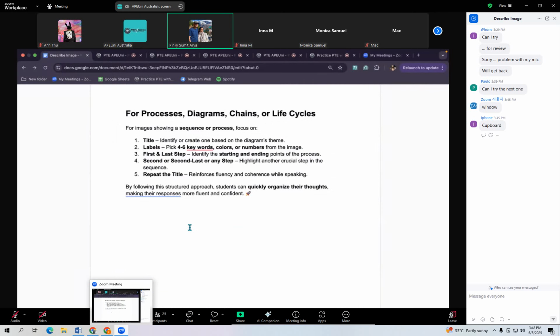For images showing a sequence or process, focus on first, title: identify or create one based on the diagram's theme. Second, labels: pick 4 to 6 keywords, colors, or numbers from the image. Third, first and last step: identify the starting and ending points of the process. Fourth, second or second last or any step: highlight another crucial step in the sequence. Fifth, repeat the title, which reinforces fluency and coherence while speaking.